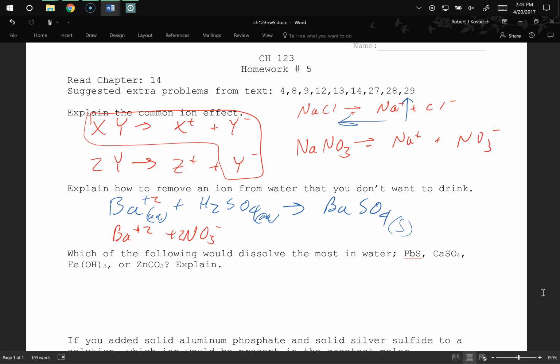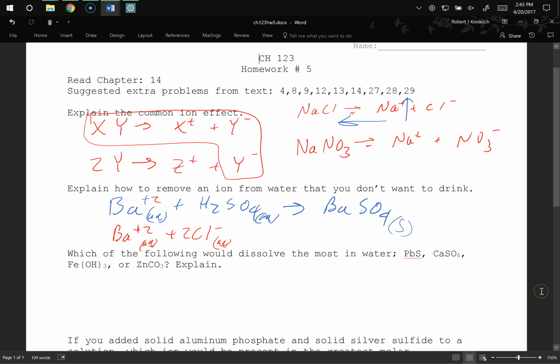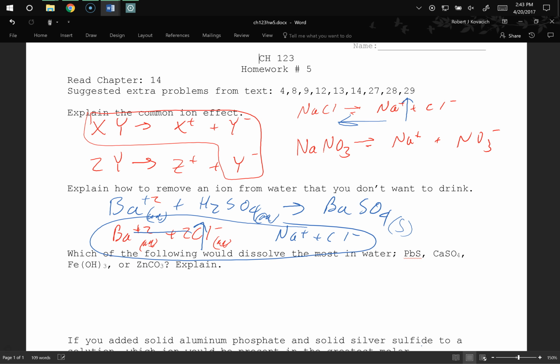Maybe nitrate's a bad example, but whatever. Let's do barium chloride. Nitrate's too soluble. So I've got barium chloride, and these guys are aqueous. If I added some NaCl to here, I will have increased the amount of chloride and then caused this to become barium chloride, the solid. So there's common ion effect.